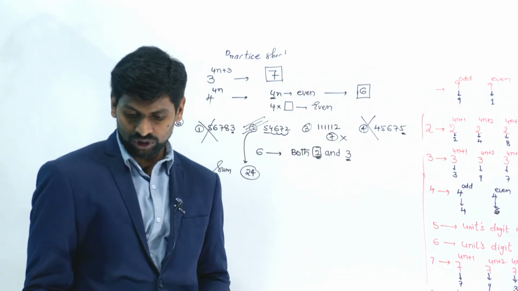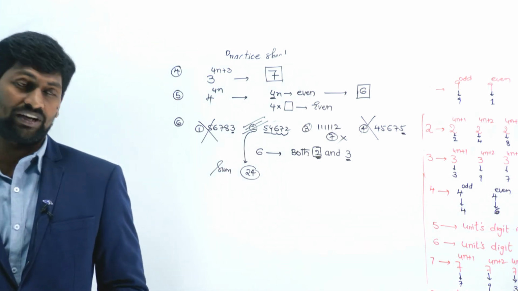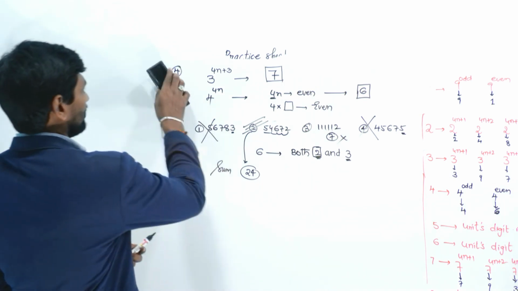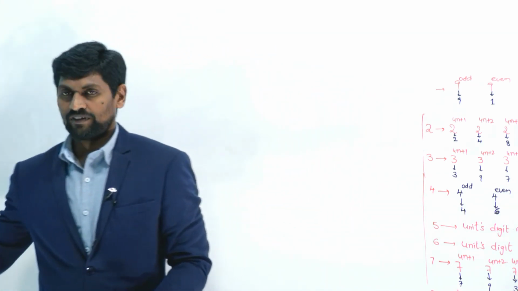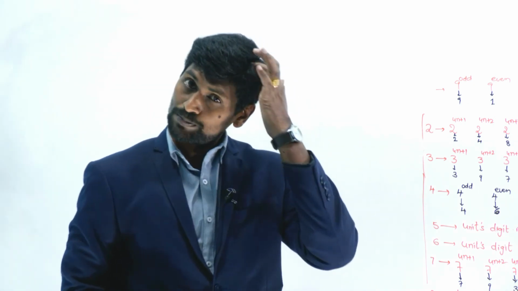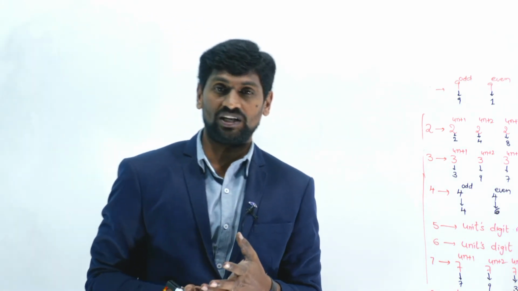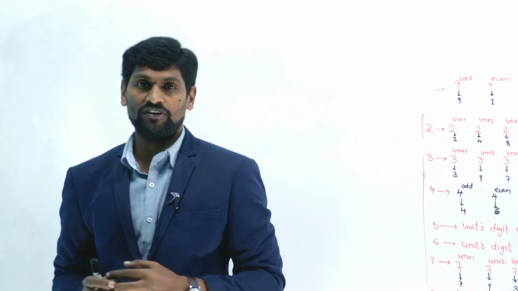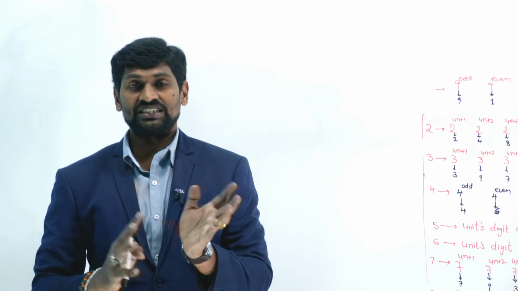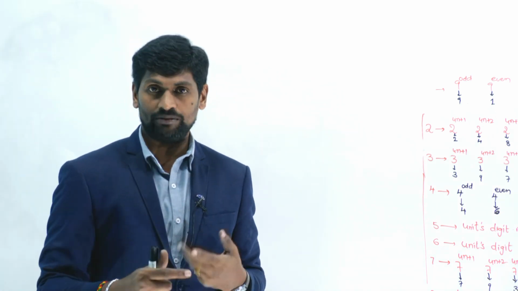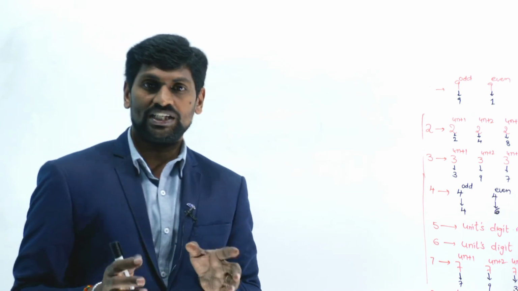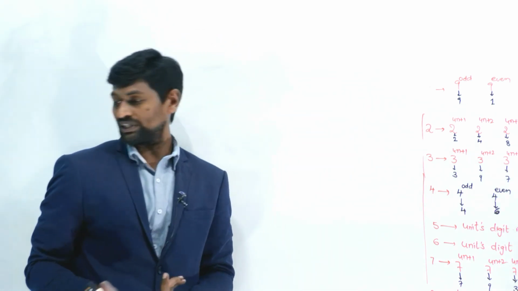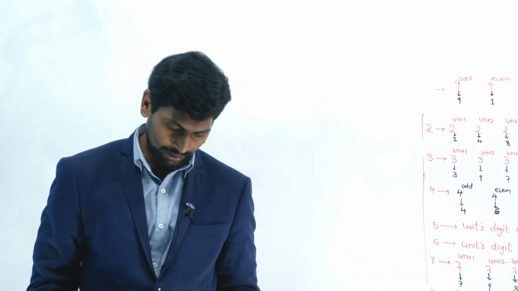What is the next question? Among the following, the number divisible by 7. So actually we need to discuss the 7th rule. It will take more time because 7 does not have a single specific rule. If a number is a 3-digit number, we apply one type of 7th rule; if it is a 5-digit or 6-digit number, we apply different rules. So we can discuss the 7th rule some other time. Let us go to problem number 8.